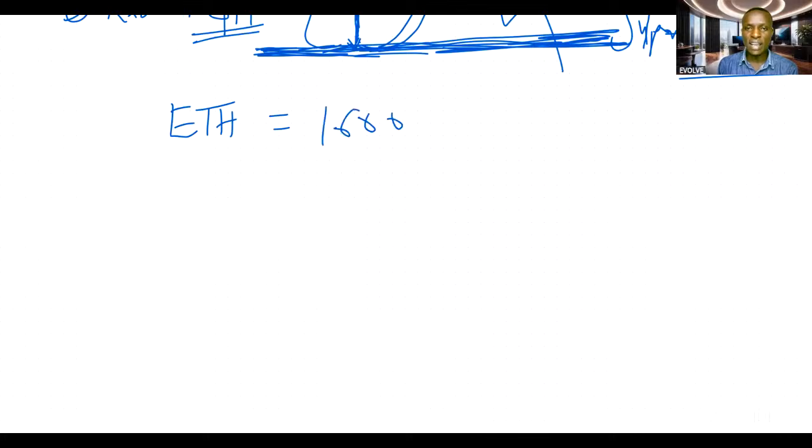This is the current market price, the CMP, of Ethereum. This is where you are opening your first position, your first buying amount. You are buying each coin at that price.